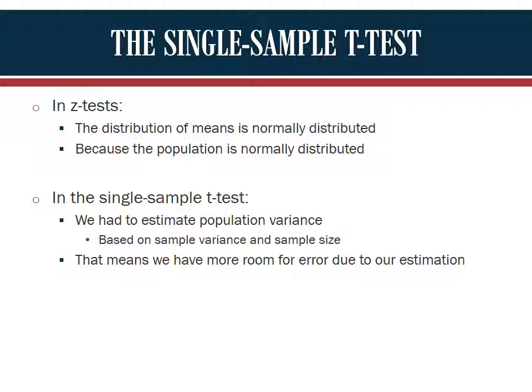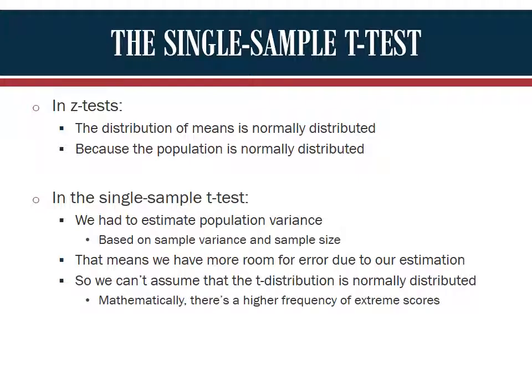So this time in the t-test, it's a guess. It's our best guess about what the population variance is. It's not exact like it is in the z-test, when we actually know the population variance. In the t-test instead, we have more room for error because we estimated that, because we don't know it for sure. And because we have more room for error, we cannot assume that the t-distribution is normally distributed.